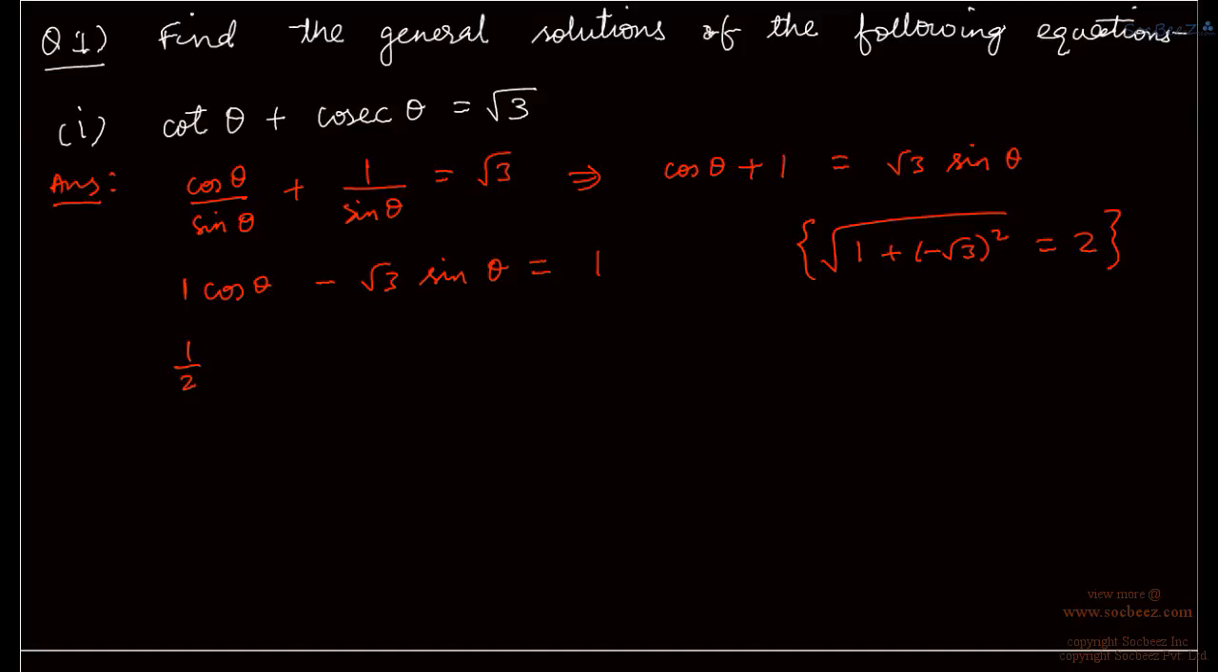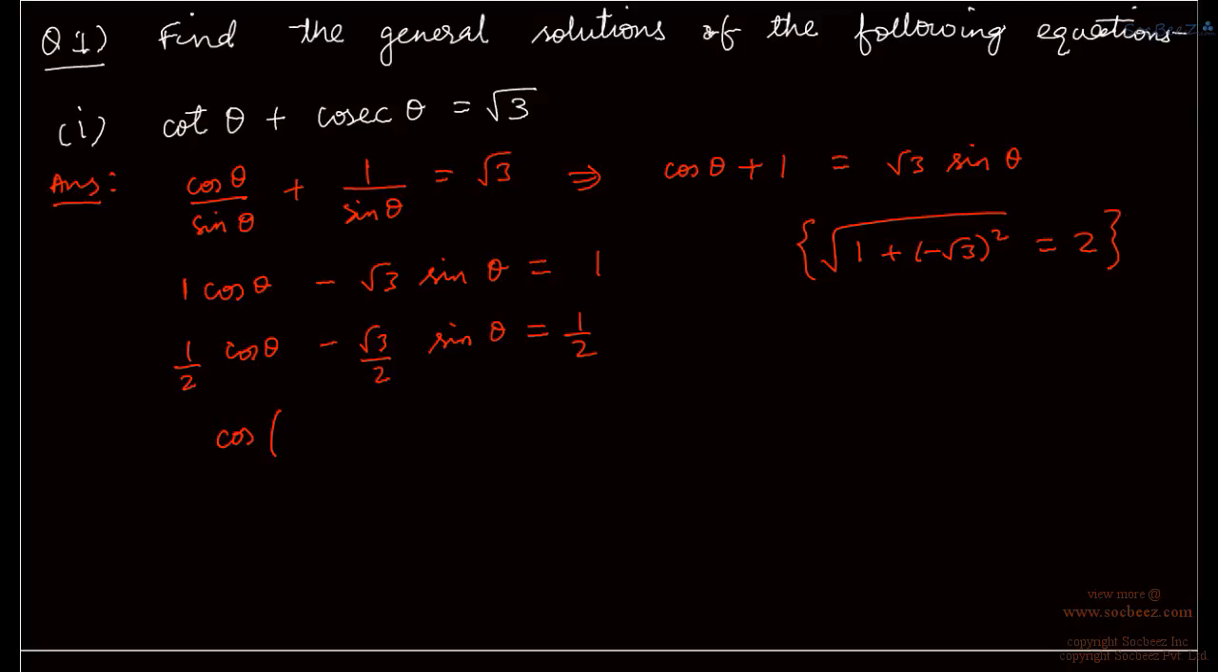What do we get? 1 by 2 cos theta minus root 3 by 2 sin theta equal to 1 by 2. But what is the left hand side? Now 1 by 2 can be written as cos of pi by 3, right? So this is cos of pi by 3 cos theta minus sin of pi by 3 sin theta. This is nothing but the formula of cos of a plus b. Please note that, be very careful with the cosines. People tend to make mistakes here. It should be cos of theta plus pi by 3, not minus pi by 3.